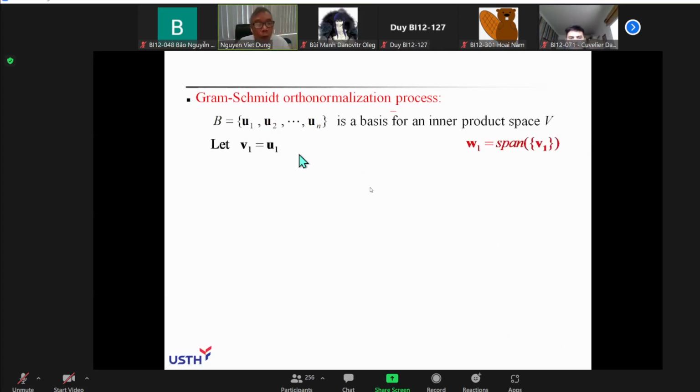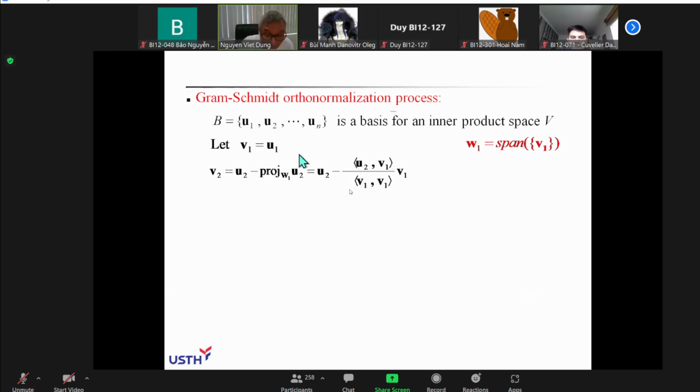Second step, we make W1, the subspace of V spanned by v1. That is the first step. Second step, you take v2. v2 is u2 minus the projection of u2 on W1, or by formula you get it here.